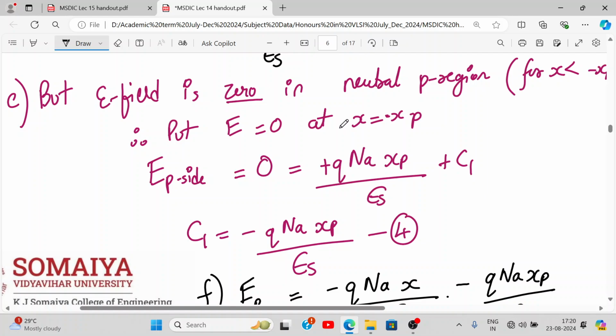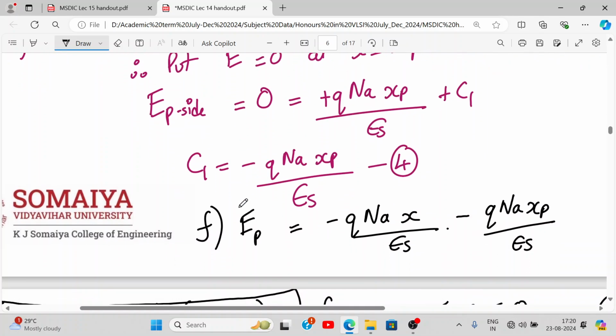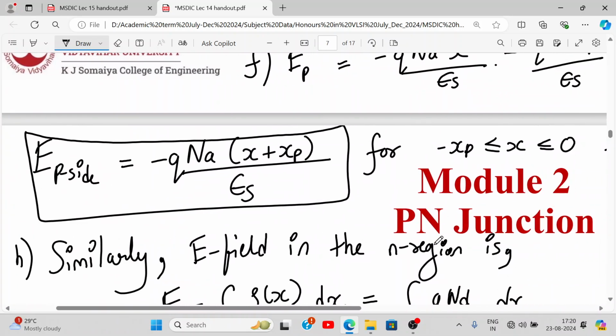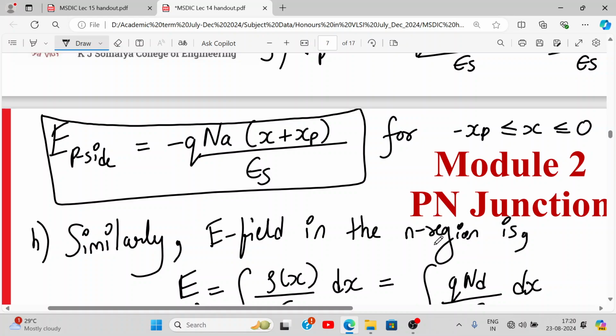So we substitute it over here. Put E equal to 0 at x equal to minus xp. If we substitute that, you will get C1 as follows. And when you substitute C1 over here, you get the expression of the electric field as follows: minus QNA times x plus xp upon epsilon s. You can write this down at least, only this expression, if you were not present last time. If you were present last time, then it's okay. So the electric field on the P side is minus QNA times x plus xp upon epsilon s. This is the permittivity. What is s? Permittivity of silicon.